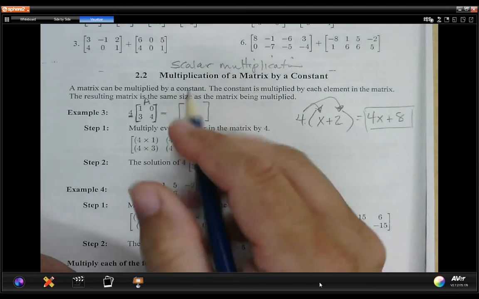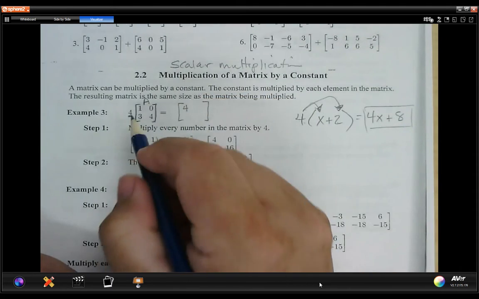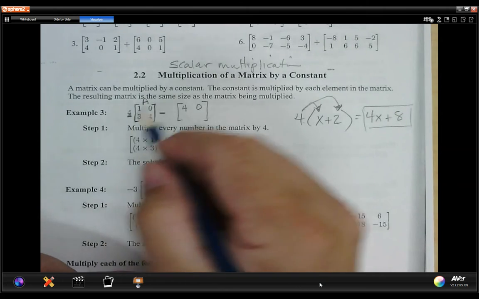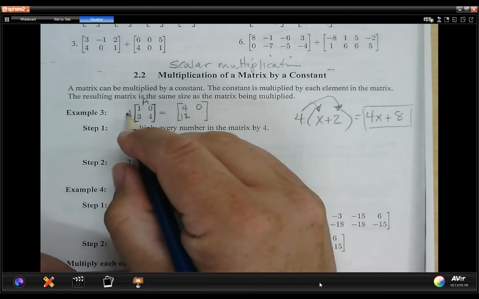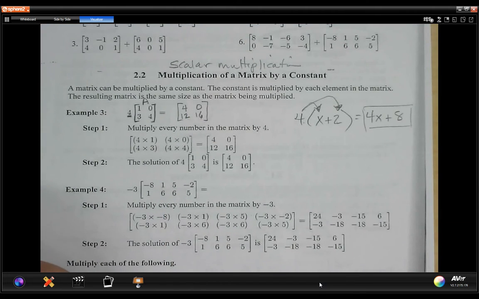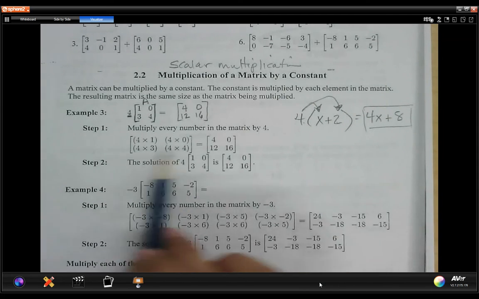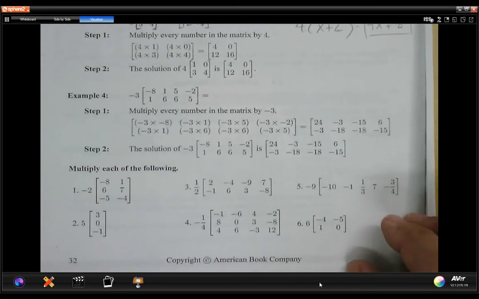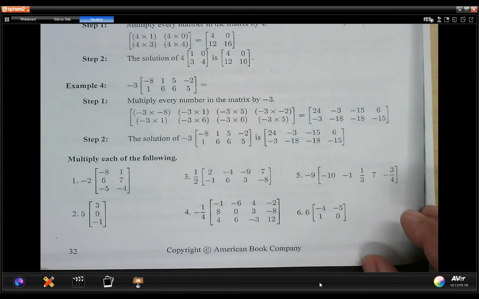So 4 times 1 is 4. 4 times 0 is 0. 4 times 3 is 12. And 4 times 4 is 16. That is your answer, literally. So all you're really doing is kind of doing the distributive property. All right, and they kind of spell this out a little bit differently than we did, but we got exactly the same answer.